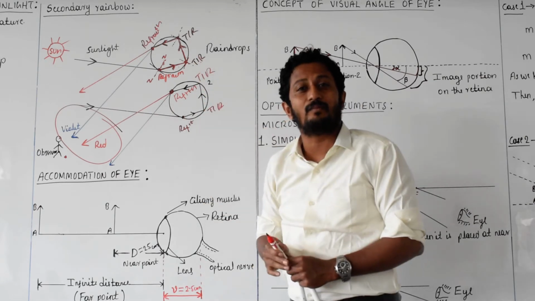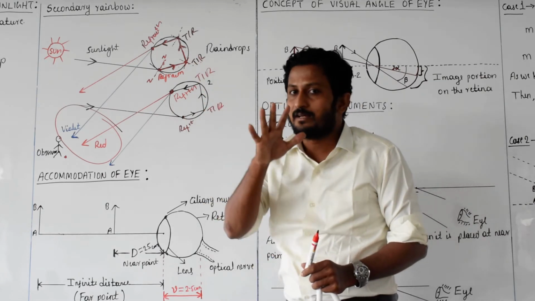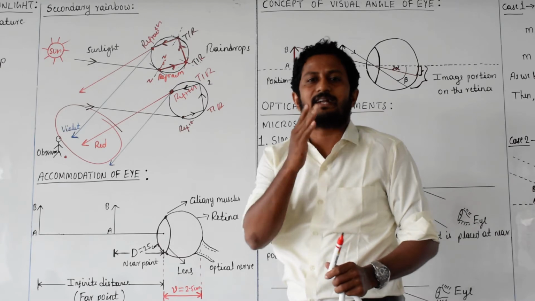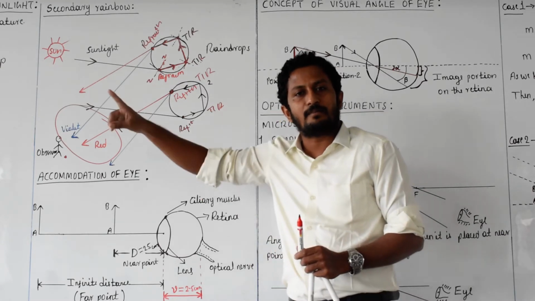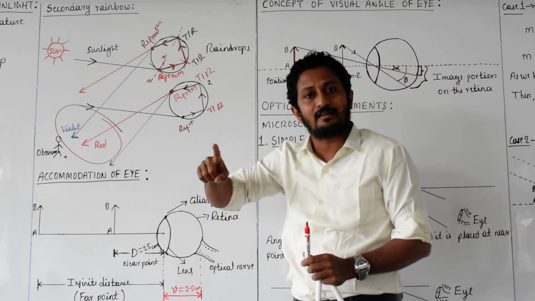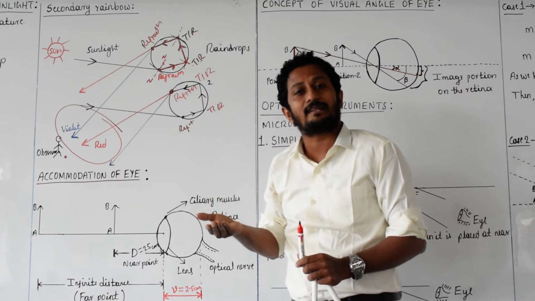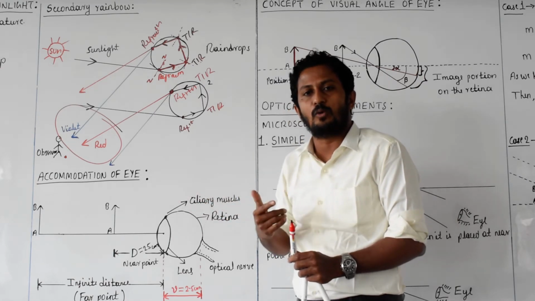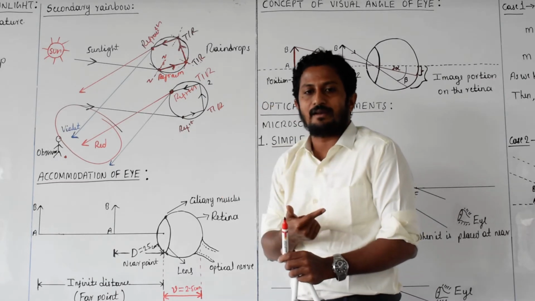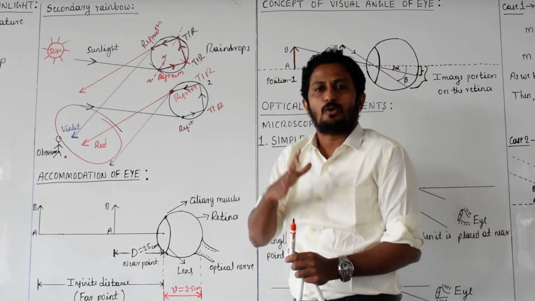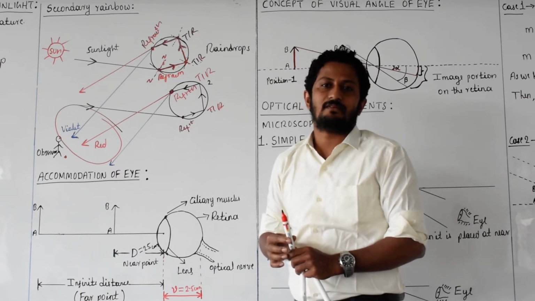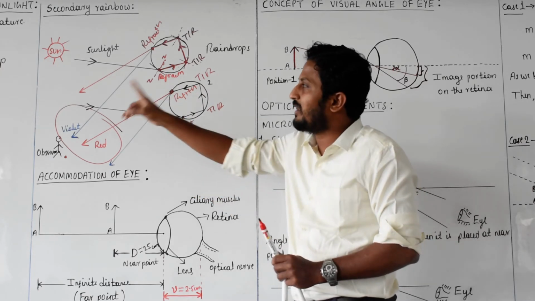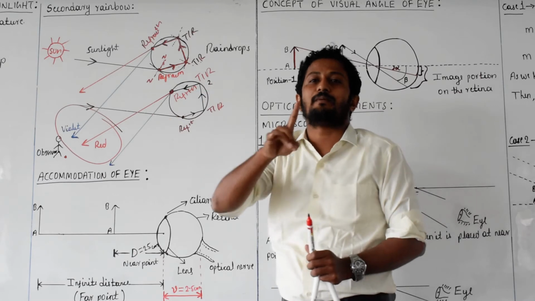Such a spectrum we call a secondary rainbow. This is the main difference between the primary rainbow and the secondary rainbow. In a primary rainbow there is red at the top and violet at the bottom, but in the secondary rainbow, violet is at the top and red is at the bottom. This happens because of two TIR phenomena in the secondary rainbow and one TIR phenomenon in the primary rainbow.